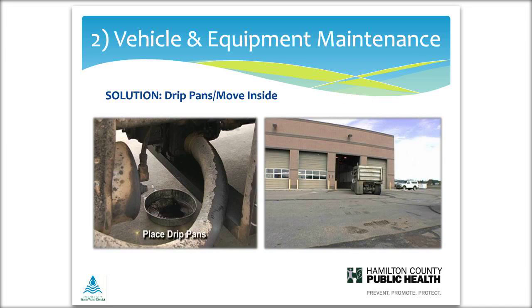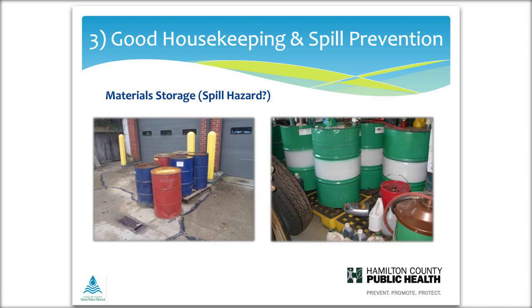Good housekeeping and spill prevention, that's the third best management practice. So basically, how are you storing your fluids that stormwater could come in contact with? You can see here in the photo to the left, you have drums being stored outside. They're not covered. You can see they're right next to a storm drain. They're not leaking right now, but what happens if somebody backs into them? What happens if that rust on the top falls through? It's going to leak right into that storm drain.